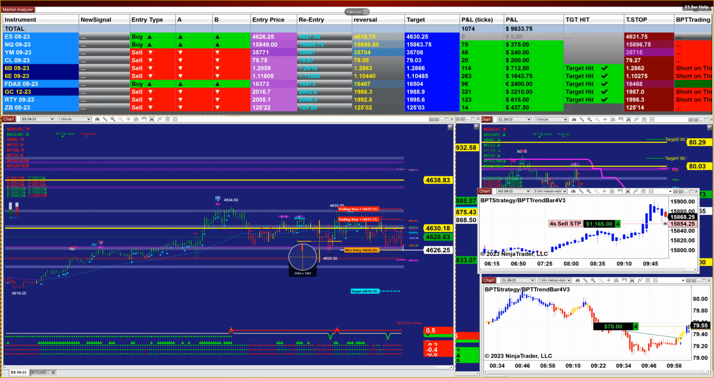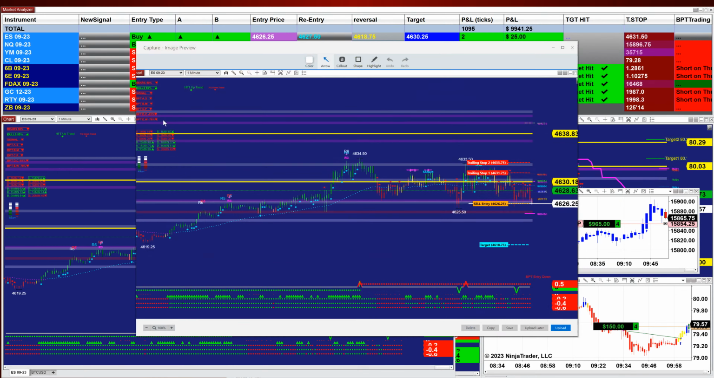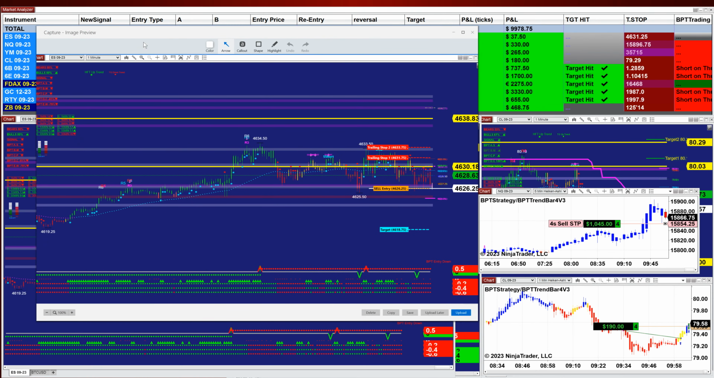So if we take a picture of this one here, and then we take any color, doesn't matter. We can see where is the resistance right there, and we can see where is the support right here.